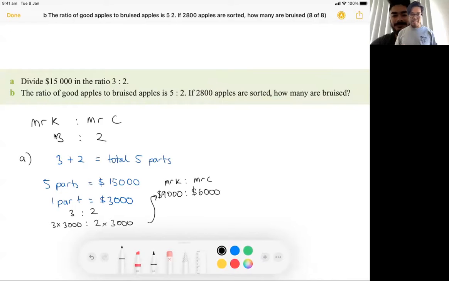So that there is how we would divide it into a ratio. Can you see the steps? We found out how many total parts, and then I found out how much one part was worth. And then from there, the rest of it was pretty easy.